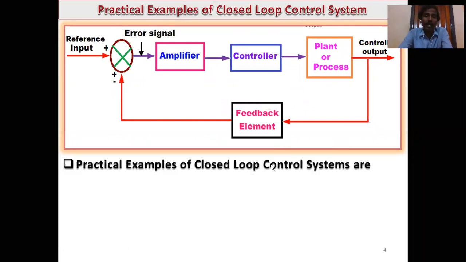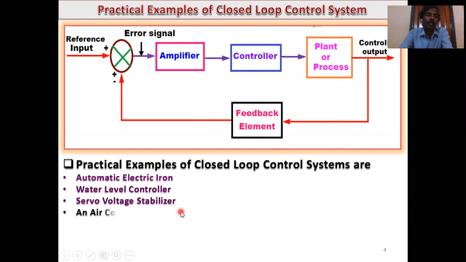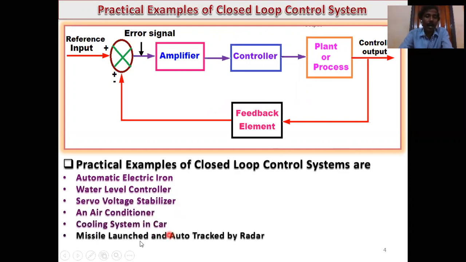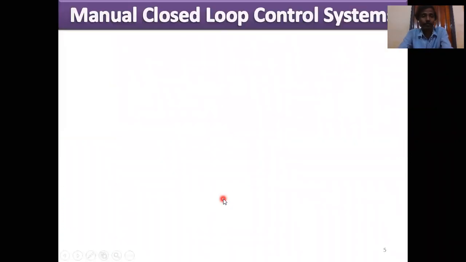And what are the practical examples of closed loop control systems? Automatic electric iron, water level control, servo voltage stabilizer, air conditioner, cooling system in a car, and missile launched and auto-tracked by radar. These are all examples of closed loop control systems.